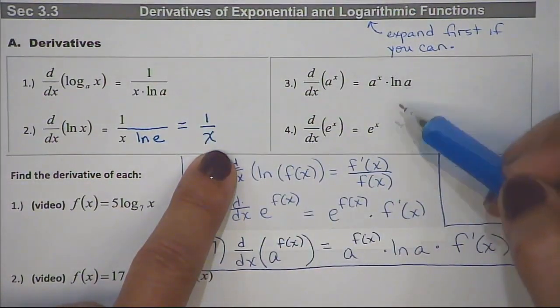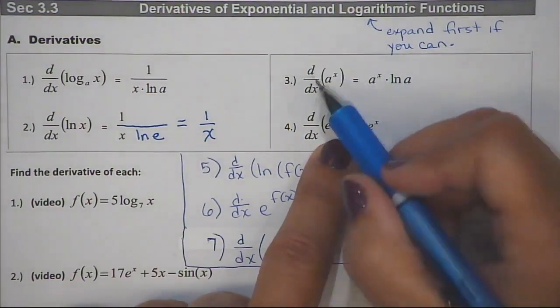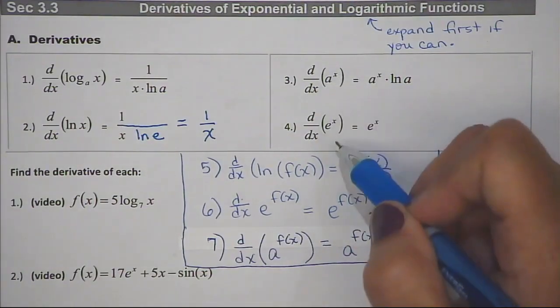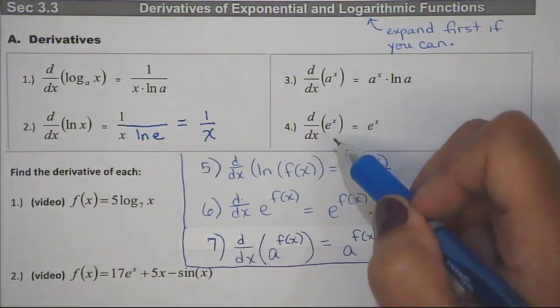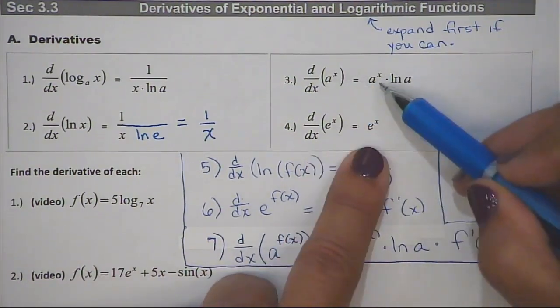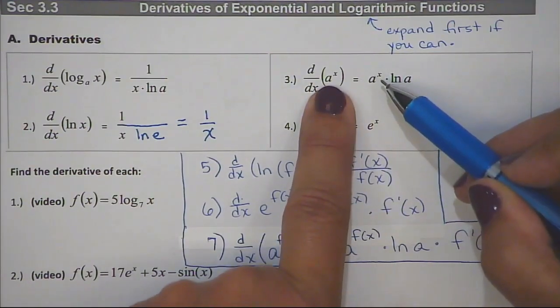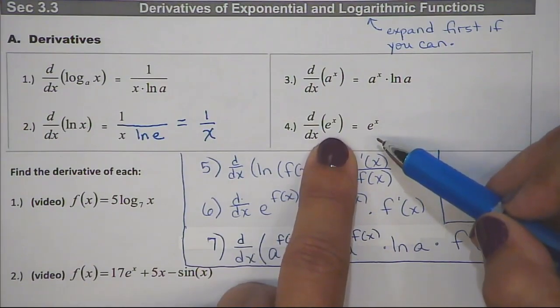Same over here. Look at a to the x versus e to the x. So I'm talking about 2 to the x versus e to the x. e is a specific number. So the derivative of any base to the x power is that number to the x power. So the derivative of a to the x is a to the x, and the derivative of e to the x is e to the x.